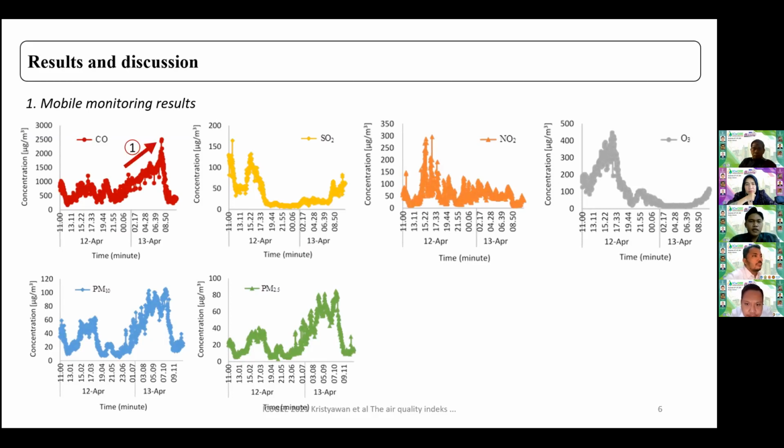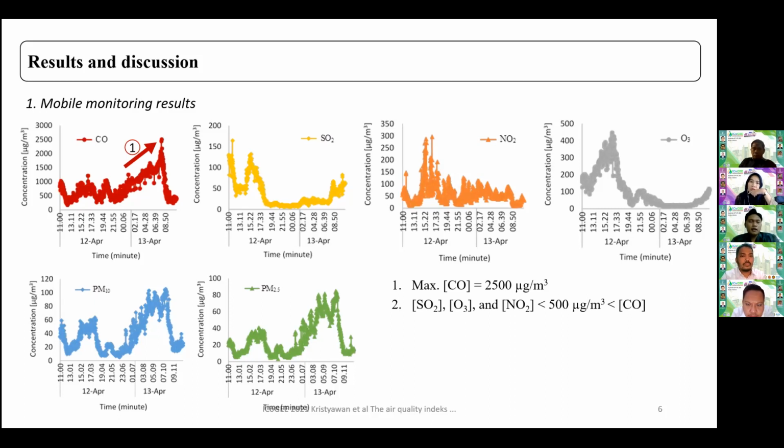For the first, I would like to say that the maximum CO concentration in the ambient air that we monitored can reach around 2,500 microgram per meter cubic. And its highest concentration is CO concentration in the ambient air. It's more than SO2, O3, and NO2. The SO2, O3, and NO2, the nitrogen, are below 500 microgram per meter cubic.